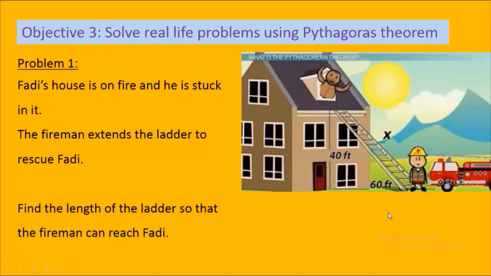As we see here in the picture, the distance from the ground to Fadi is 40 feet. The distance from the house to the fireman is 60 feet. Feet is a unit of length. The fireman wants to extend the ladder to reach Fadi. We want to find the length of the ladder so that the fireman can reach Fadi.